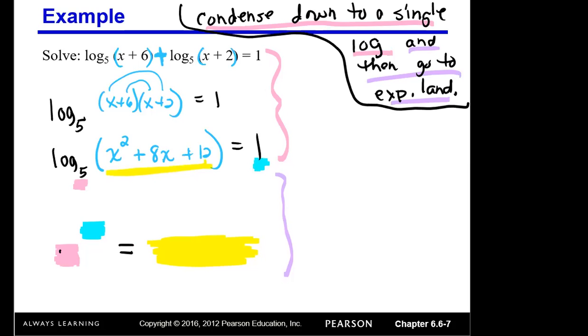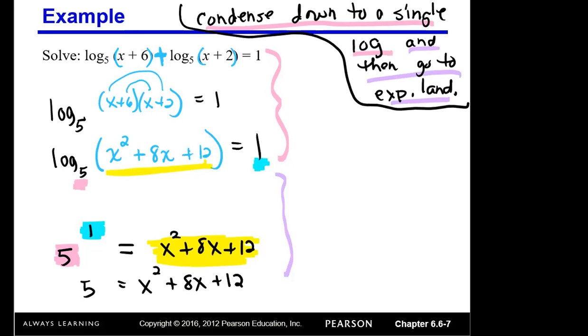So pink, that's the 5. The blue is the 1. And then the yellow was the x squared plus 8x plus 12. I have changed it from logarithmic form to exponential. And of course, now I can see that 5 to the first is just a 5. And this is equal to a quadratic.